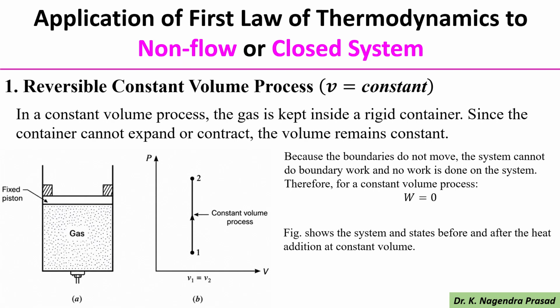Refer to the figure which represents the system and states before and after the heat addition at constant volume. Here, observe the PV diagram. The volume is constant, so the state changes from state one to state two while the volume remains constant, where V1 equals V2. During the heat addition, the pressure will increase from P1 to P2.